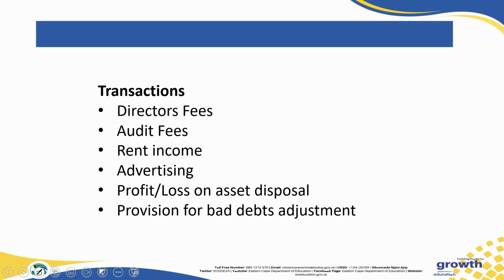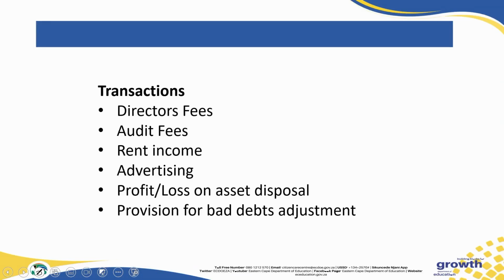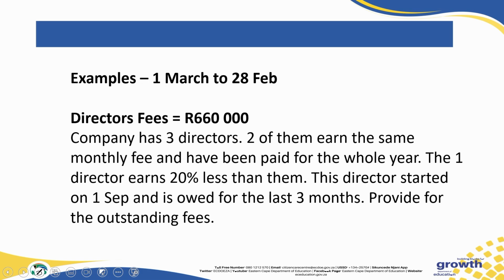Right, so there are a few transactions that we are going to look at right now, which are the commonly examined transactions. The first one is directors' fees, then audit fees, then rent income, then advertising. Then we'll look at a profit or loss on asset disposal, and we'll also look at provision for bad debts adjustment. Okay, let's have a look at the first example.